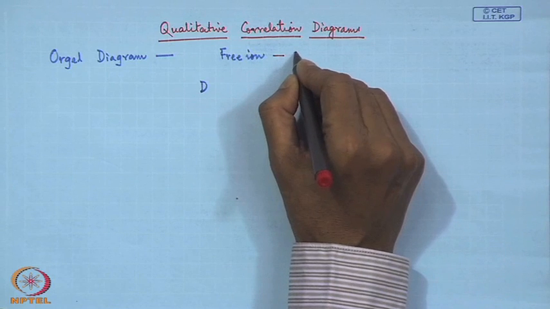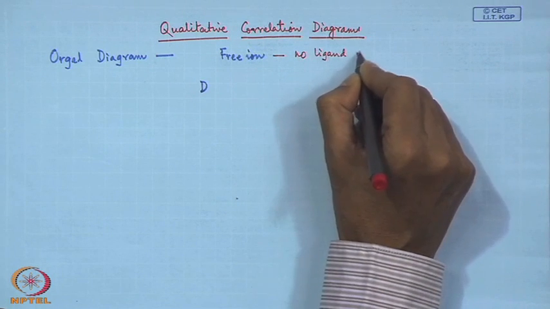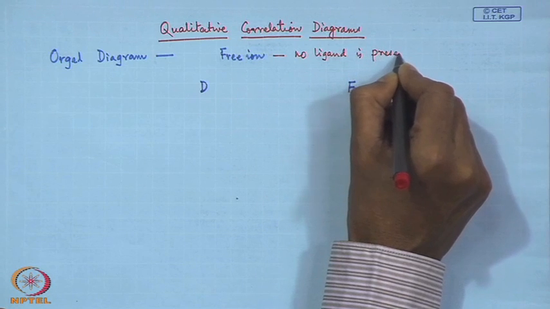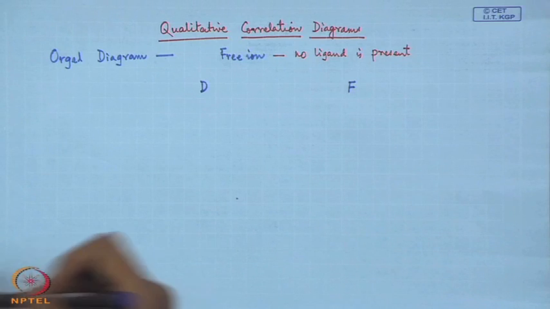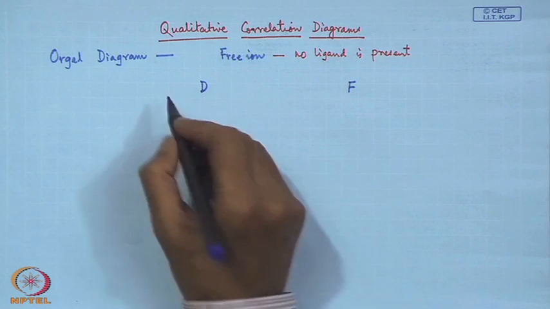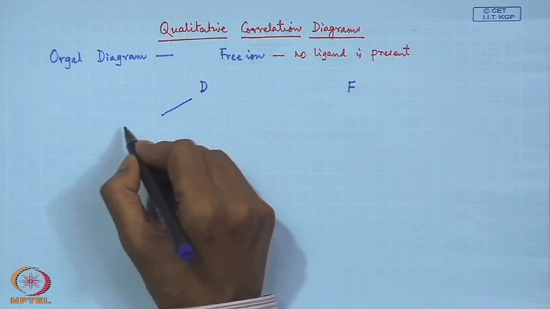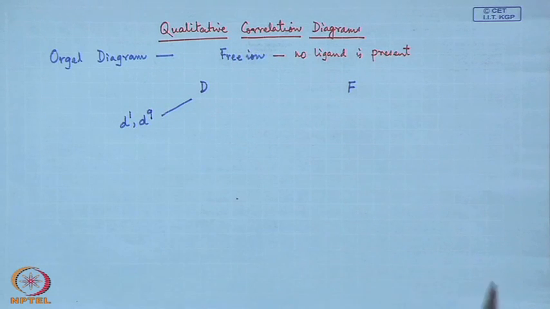where no ligand is present. So, we do not have any ligand around these metal ions. So, this particular term is for the D1 and D9 situation.